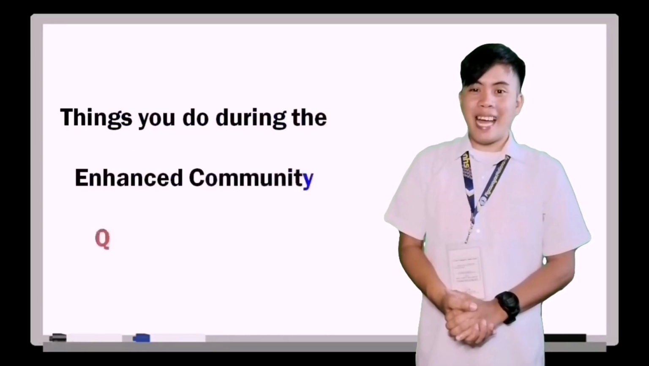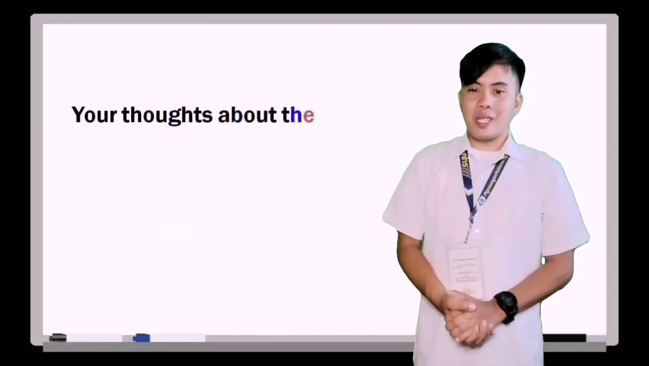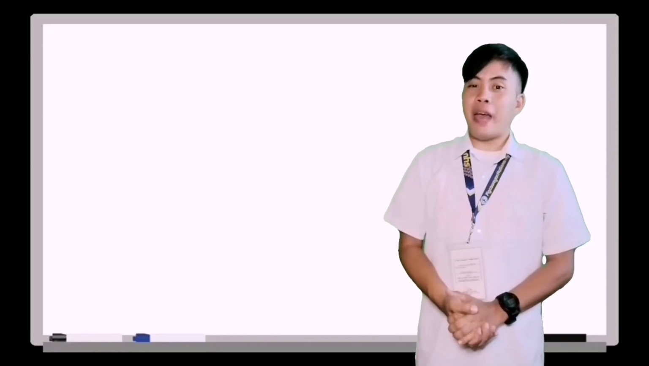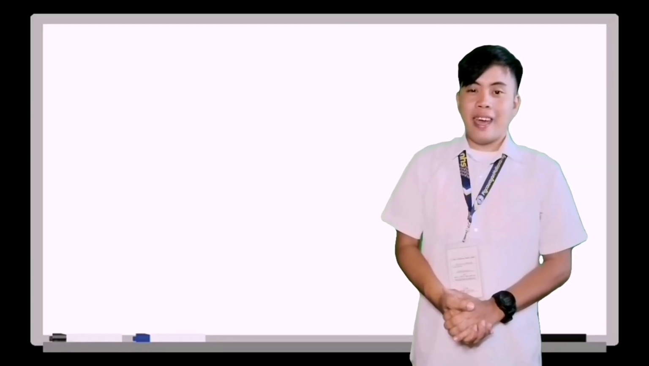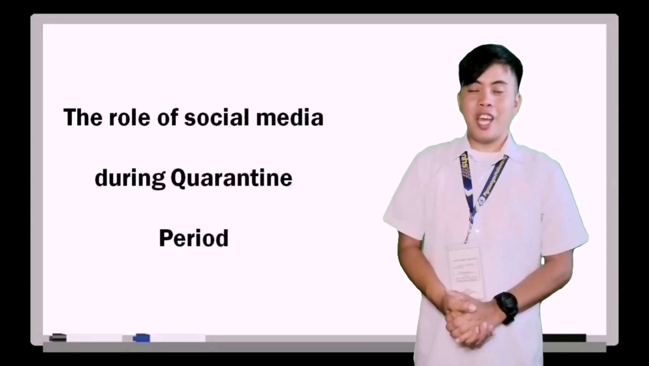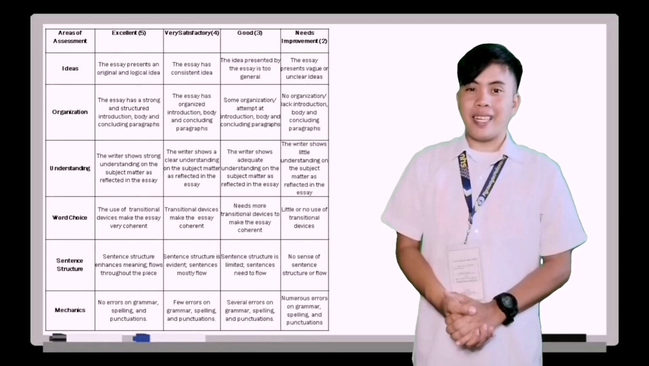Things you do during the enhanced community quarantine period. Your thoughts about the school year 2020-2021 amidst COVID-19 outbreak. Your family's preparation to avoid COVID-19 threat. And the role of social media during quarantine period. You can have your own title of your essay and you will be rated using this rubric.